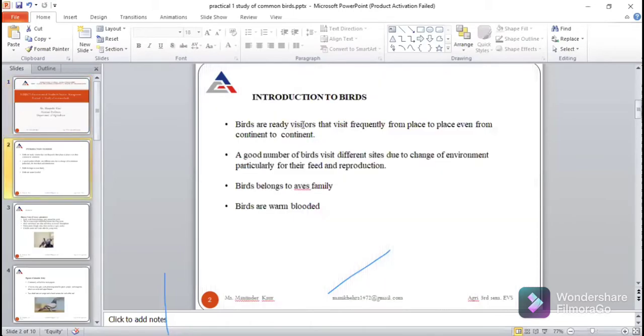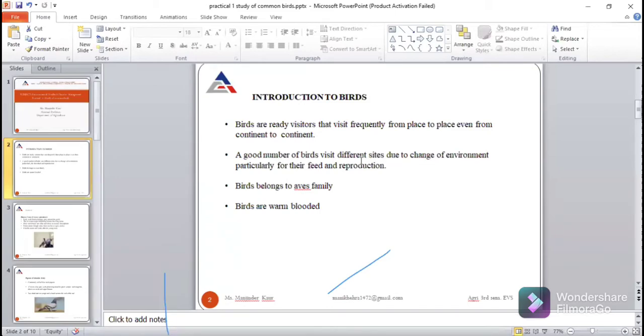Birds are regular visitors who migrate from one place to another, even from one continent to another, and even from one country to another. There is a reason behind this. When there is not a favorable environment in the place where they live, then they migrate from one place to another.